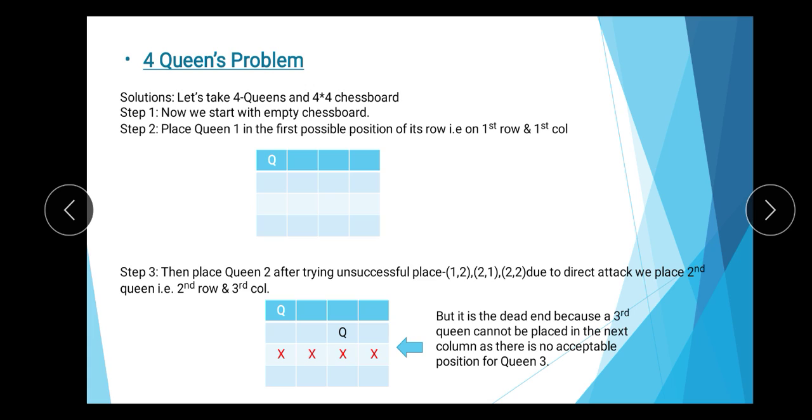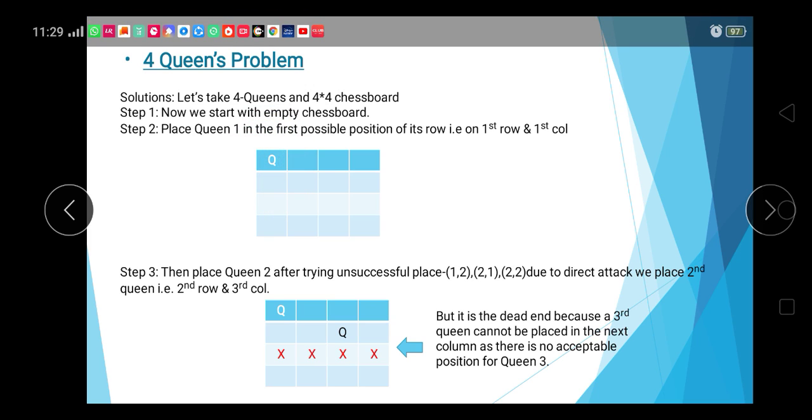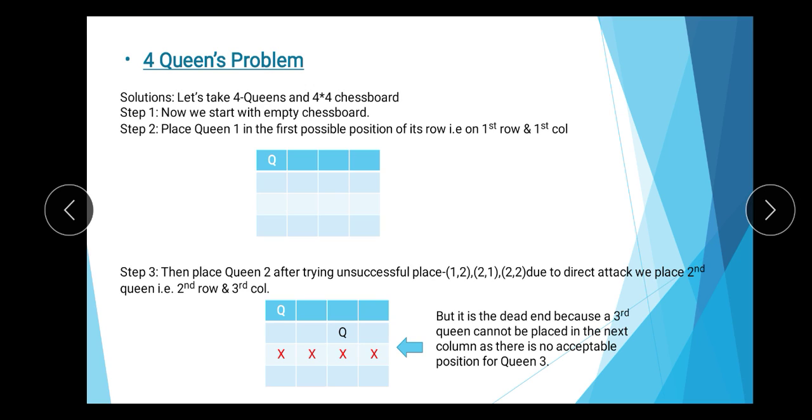Now first we start with the empty chessboard where no queens are placed till now. Now we have to place the first queen in the first possible position on the chessboard, that is in the first row first column as shown in the figure. Now we move further for placing the queen 2.